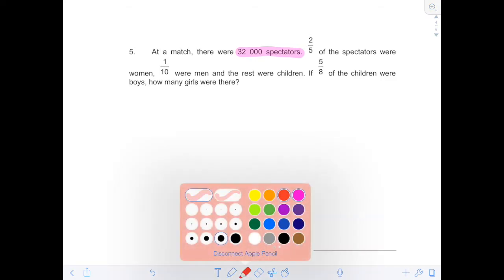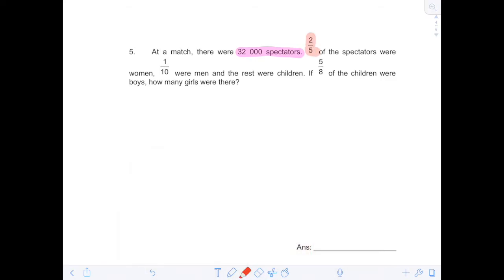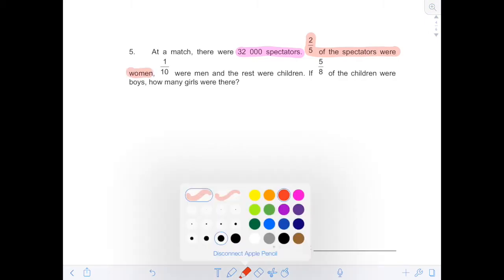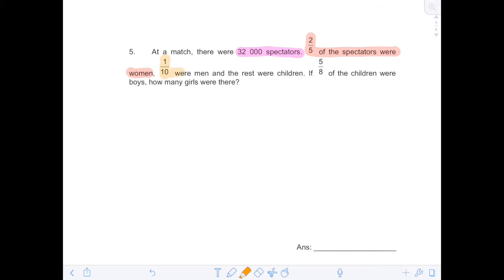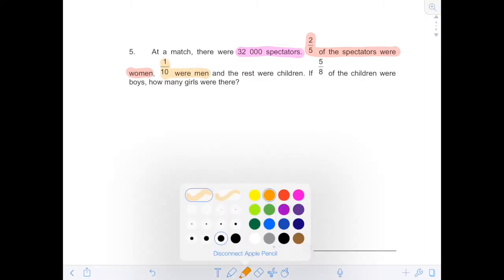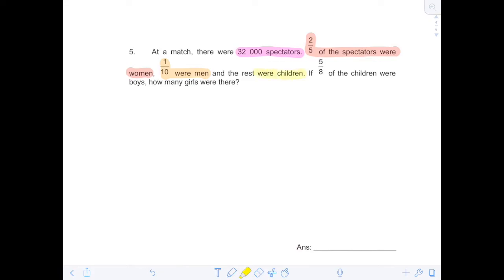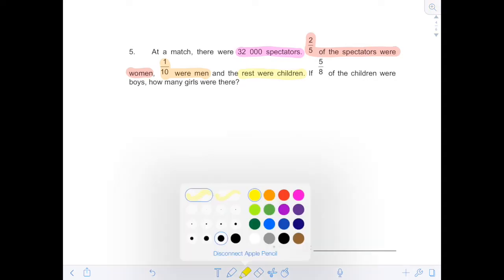Alright, next piece of information. 2/5 of the spectators were women. Okay, next bit of information. 1/10 were men. Right, let's use a different color. The rest were children. If 5/8 of the children were boys, how many girls were there? Okay, so this again is also another piece of information.